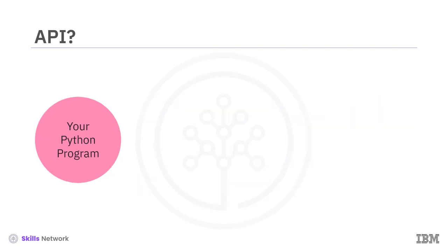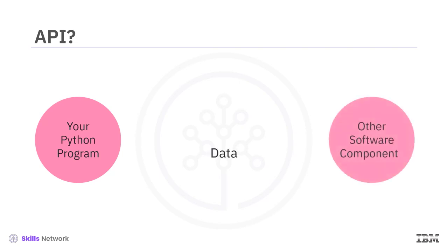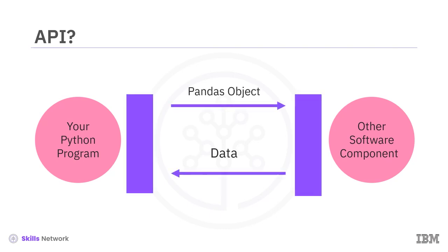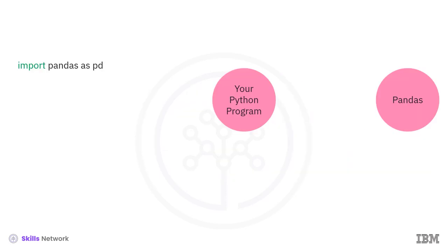Pandas is actually a set of software components, much of which are not even written in Python. You have some data, you have a set of software components. We use the Pandas API to process the data by communicating with the other software components. Let us clean up the diagram.